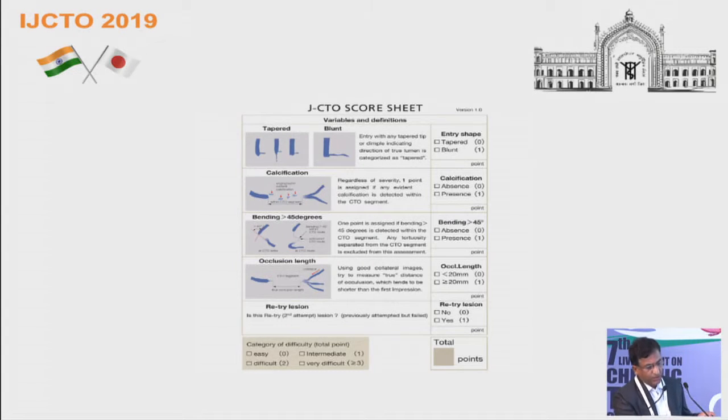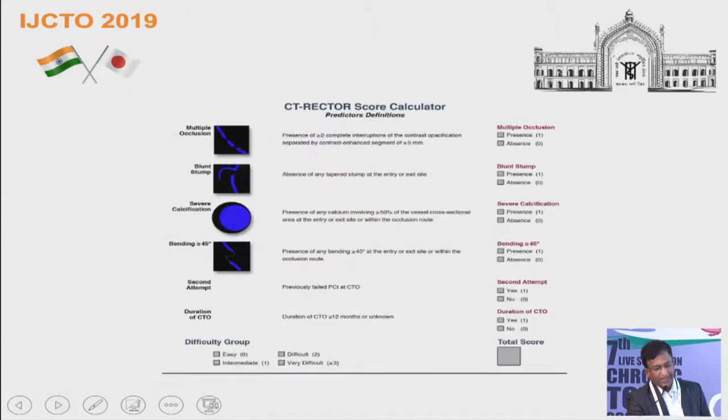Though the JCTO score my previous speaker has mentioned just tells you the presence or absence of calcification, which is not at all what is required. What is required is the extent of calcification by CT, and this is what is called a CT RECTOR score. If you have more than 50% circumferential calcification, it means that your chances of success are going to be less.